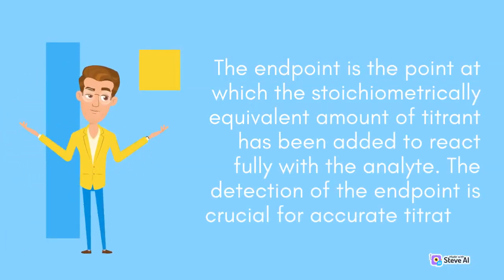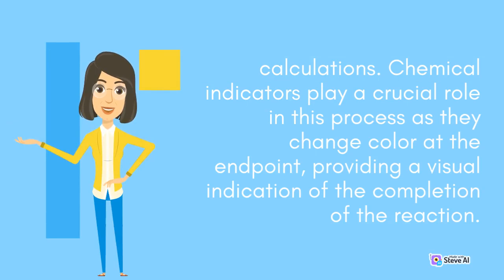The endpoint is the point at which the stoichiometrically equivalent amount of titrant has been added to react fully with the analyte. The detection of the endpoint is crucial for accurate titration calculations. Chemical indicators play a crucial role in this process as they change color at the endpoint, providing a visual indication of the completion of the reaction.